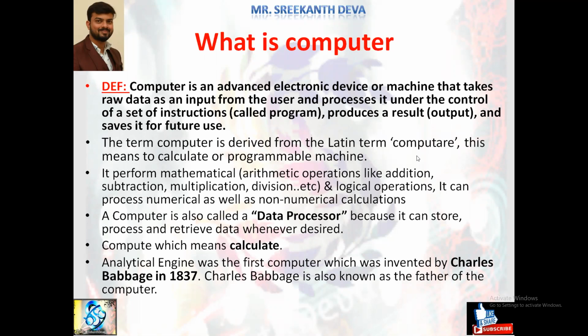A computer is also called a data processor because it can store the data, modify the data, and retrieve the data whenever desired. Computer is mainly used for computational purposes and data processing purposes. Computational means calculations. Data processing means we are able to create new data, store data, modify data, and retrieve data when we require.